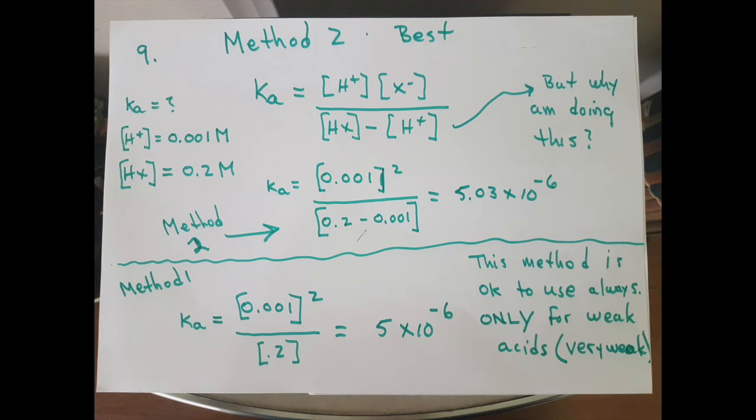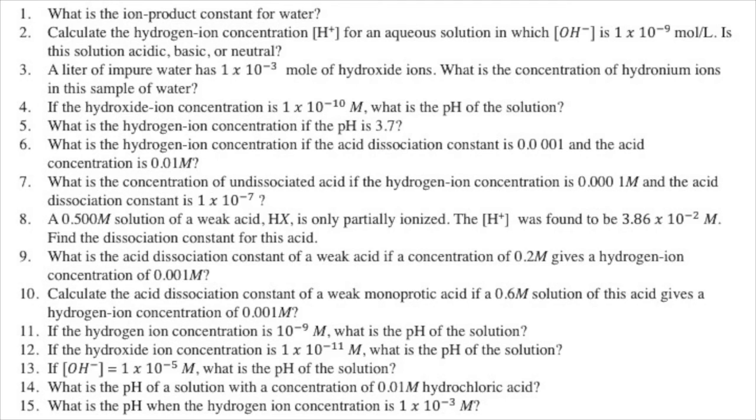And that is that if I take 0.001, square it, divided by 0.2, and not subtracting off the H ion concentration, I get 5 times 10 to the negative 6. So you see, it's okay. It's not a problem. So 5.03 times 10 to the negative 6 is certainly close enough to 5 times 10 to the negative 6. This method is okay to use always, really, but only for weak acids, very weak acids.